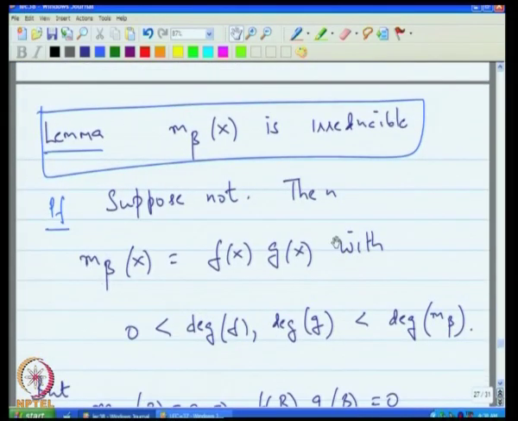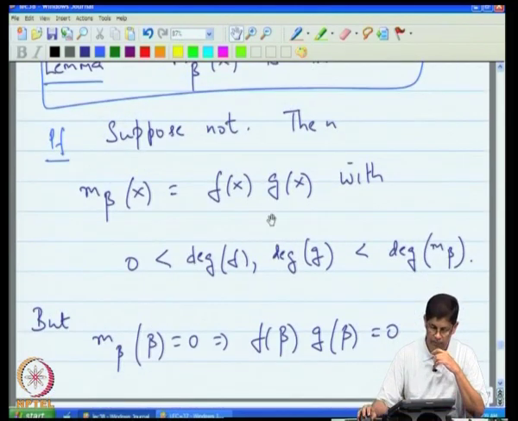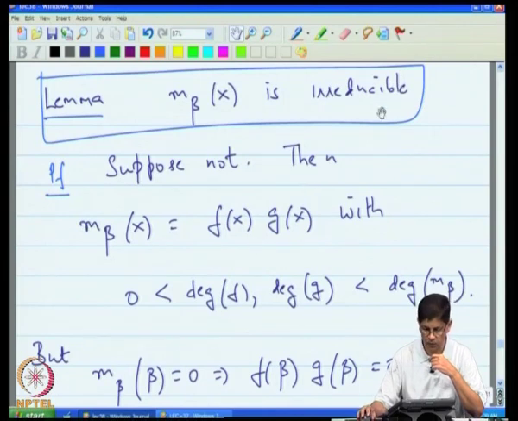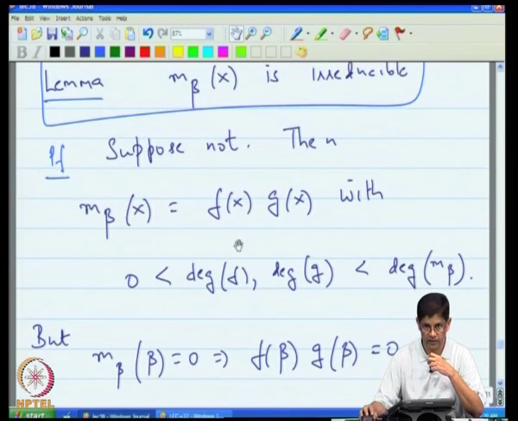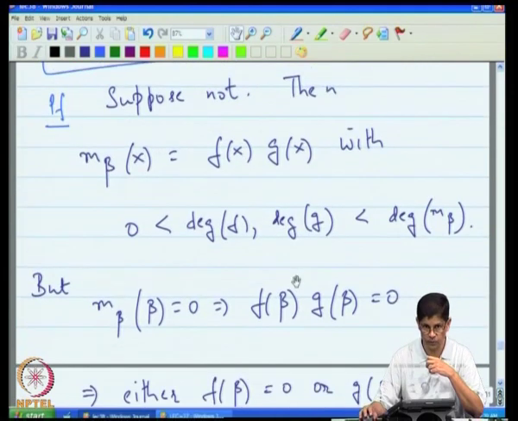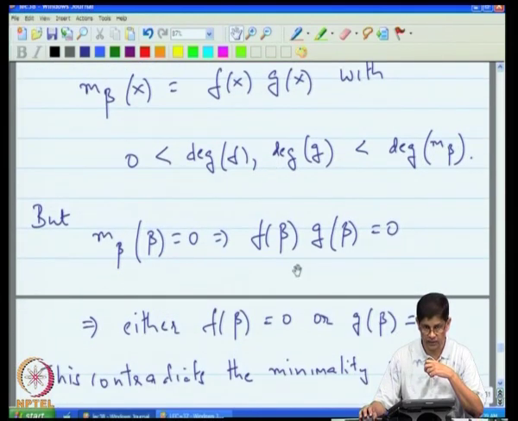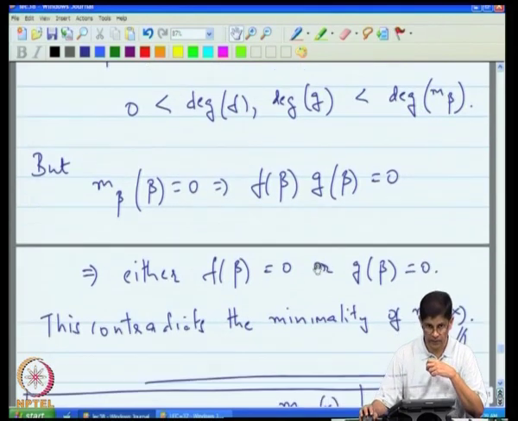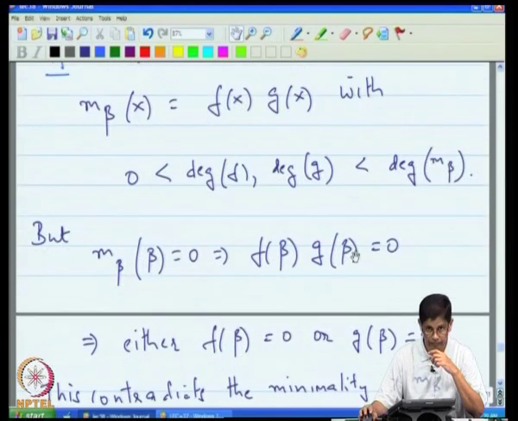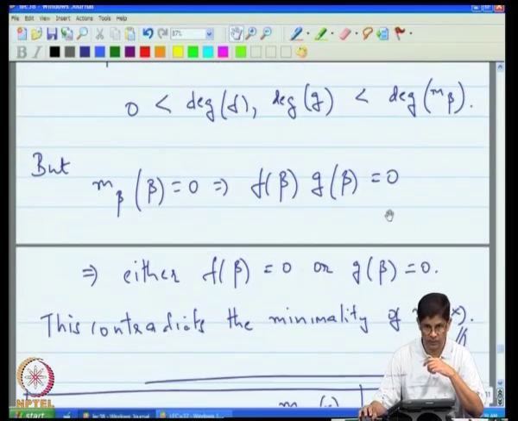The first lemma says that look, m beta of x is irreducible. Now, why must that be? Because supposing the minimal polynomial was not irreducible and that it could be factored into the product of two polynomials, each of whose degree is less than the degree of m beta, then because m beta of beta is 0, that means that the product of f beta and g beta is 0. So, either one of them must be 0. But these polynomials are of degree less than the degree of m beta, but we already said that this is the minimal polynomial. This is the least degree polynomial of which beta is a 0. So, that is a contradiction.